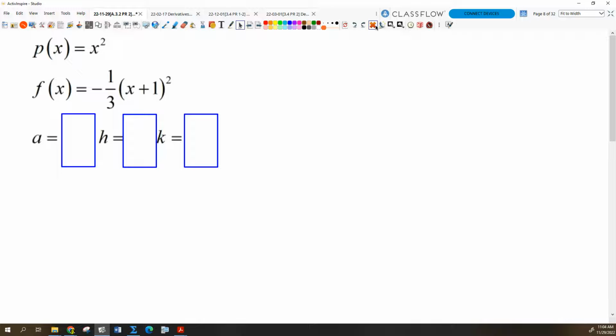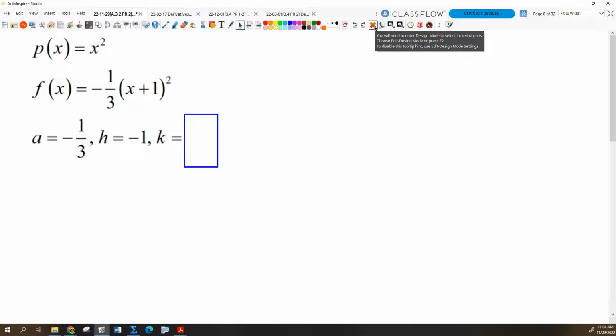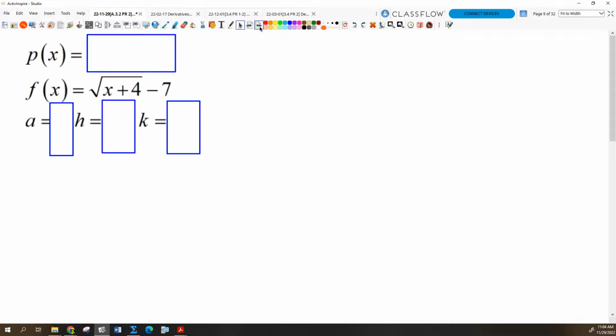Miranda, what's the value of a? Almost. -1/3, right? -1/3. What's the value of h, Malin? -1. Excellent. Good. Not +1, -1. And what's the value of k, Abby? What's being added outside? Well, that's part of the parent graph. But is there a number being added outside? So what must it be? 0. Yeah, right. If it's not there and it's being added, it doesn't show up, it must be 0. Okay. Good. Okay. Try that one.